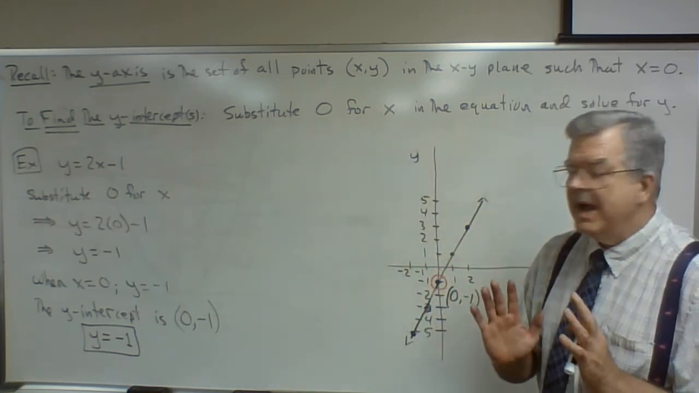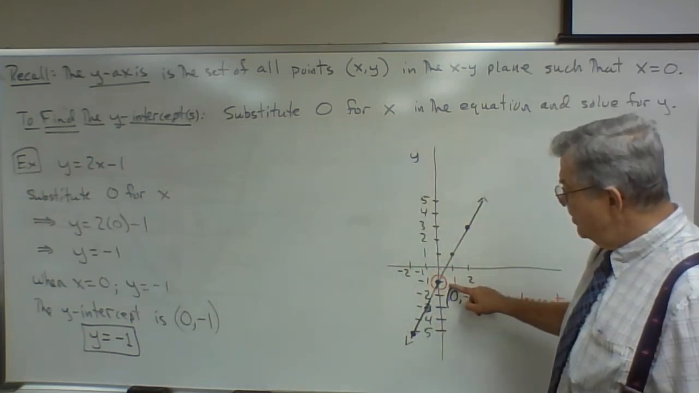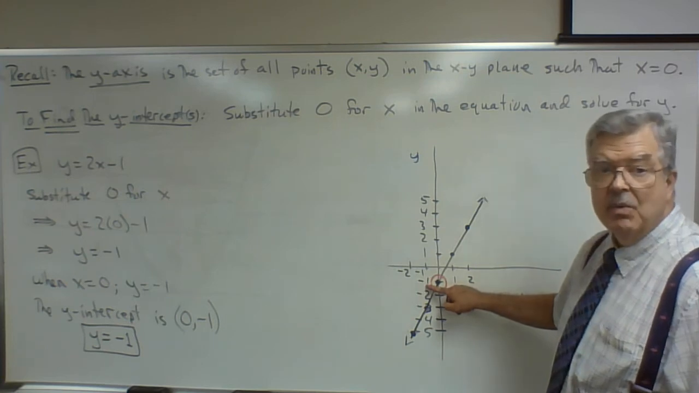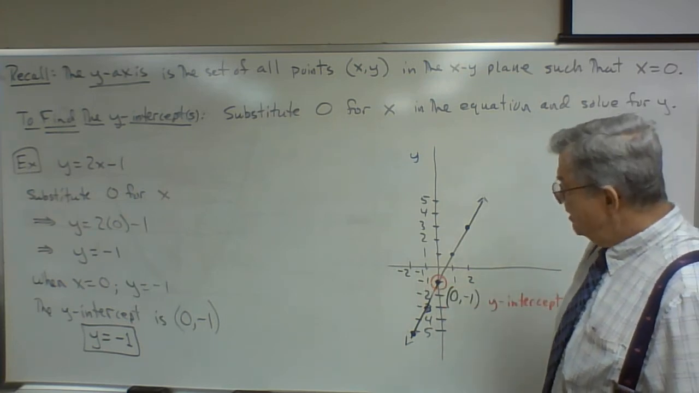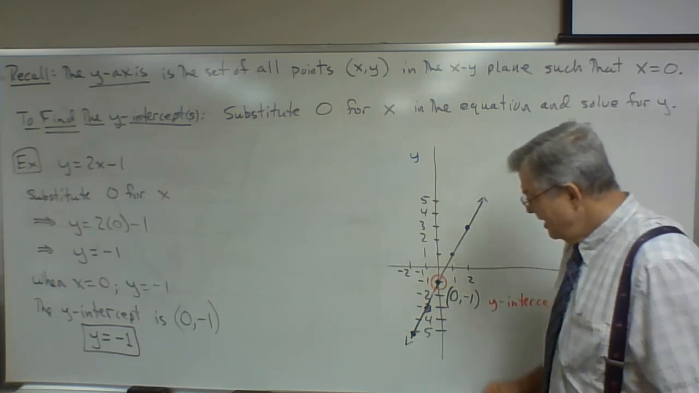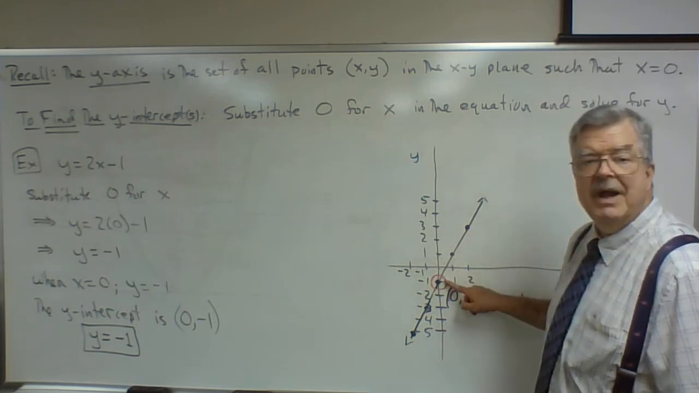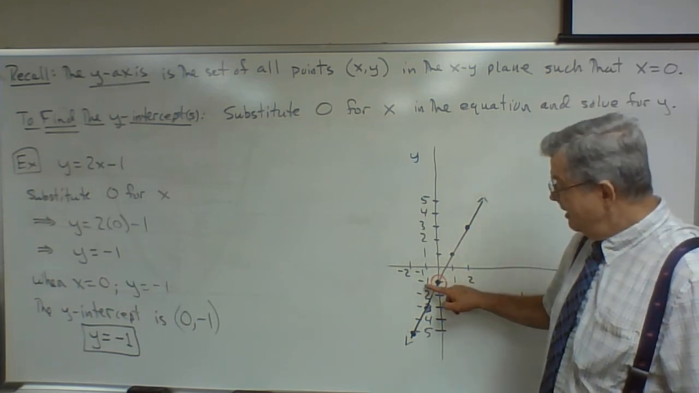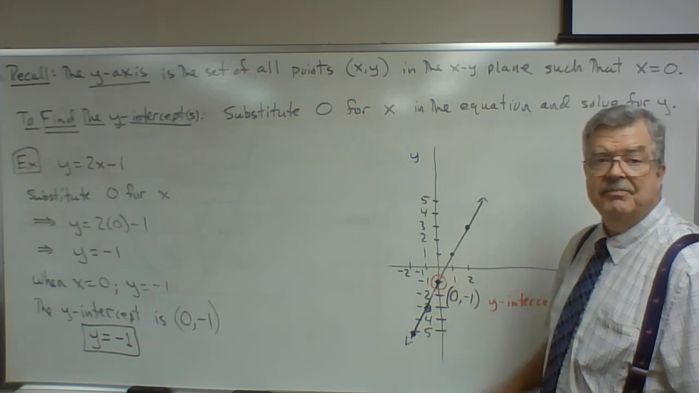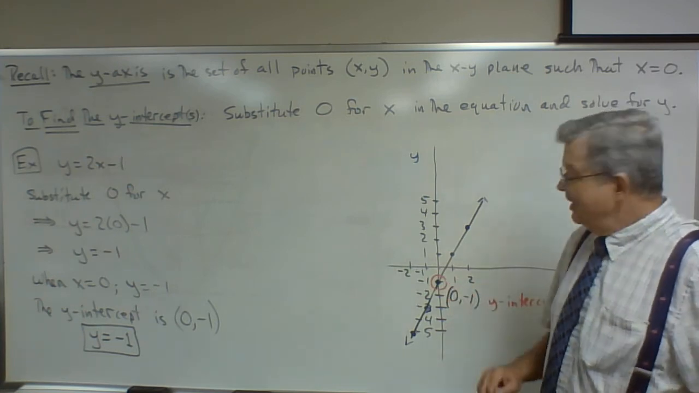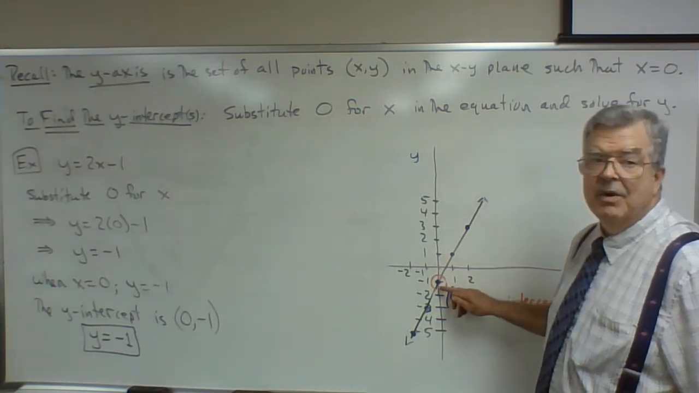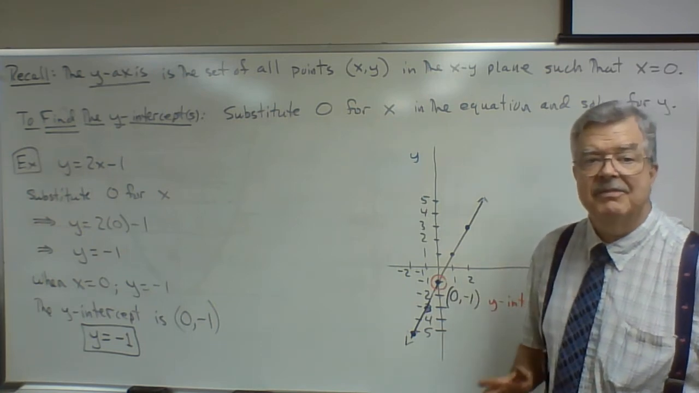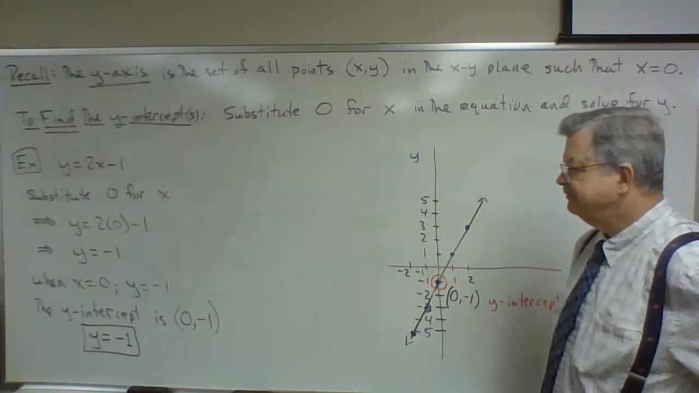This is not incorrect. But for a y-intercept, typically what we want is just the y-coordinate of the point. Because when we identify points on the y-axis, we do it by giving the y-coordinate. After all, we already know that the x-coordinate of a point on the y-axis is 0.